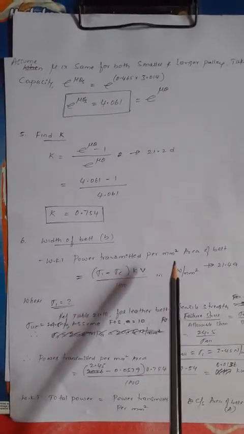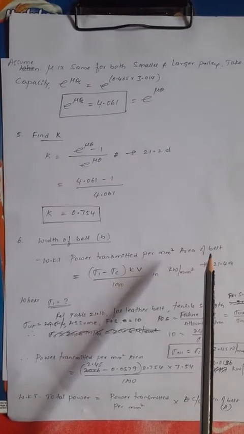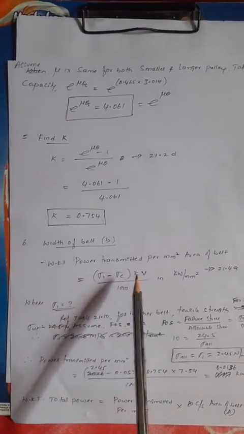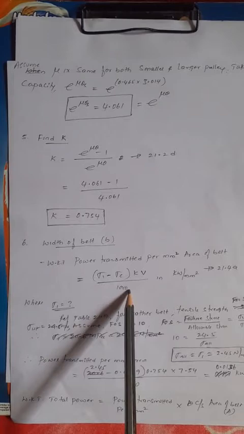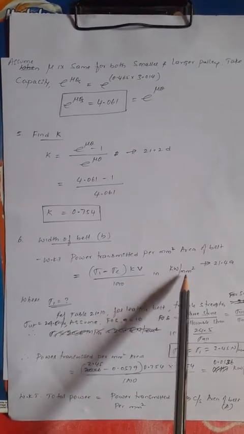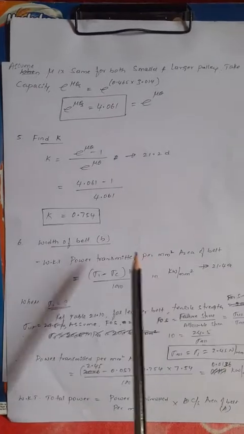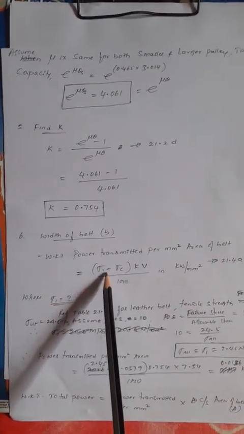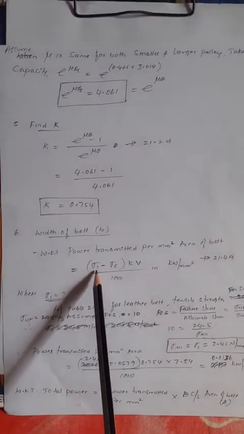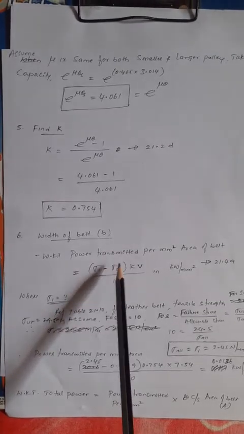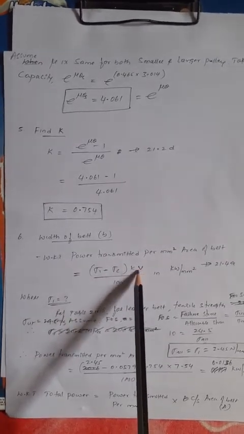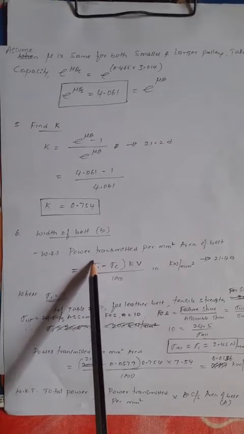Next, sixth step, width of belt B is equal to, how do you get? We know the power transmitted per millimeter square area of the belt, sigma 1 minus sigma c into k into V divided by 1000, that you will get kilowatt per millimeter square, that is equation number 21.14. Sigma 1, whether we know the sigma 1 in this problem? No, sigma c already we calculated, k also calculated, which is unknown here, sigma 1 is unknown.